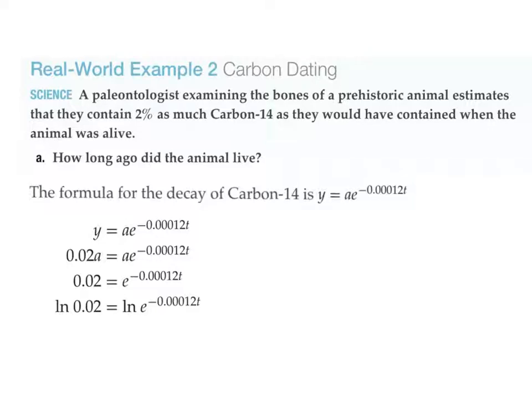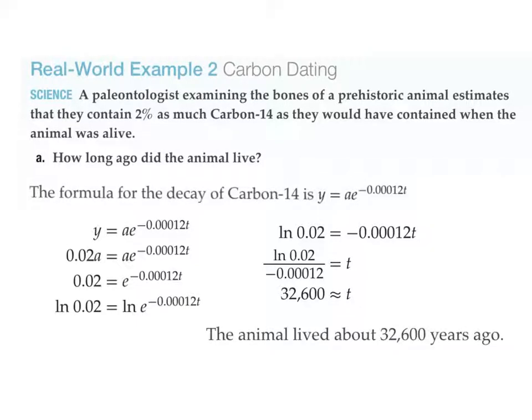So again, this natural log and e basically cancel. This drops down. So I have the natural log of 0.02 equals negative 0.0012t. I can divide? Yes, now we can divide. So t equals approximately 32,600 years. Okay, so what we would say is this animal lived about 32,600 years ago, which is significantly more than 5,730 years, as we expected.